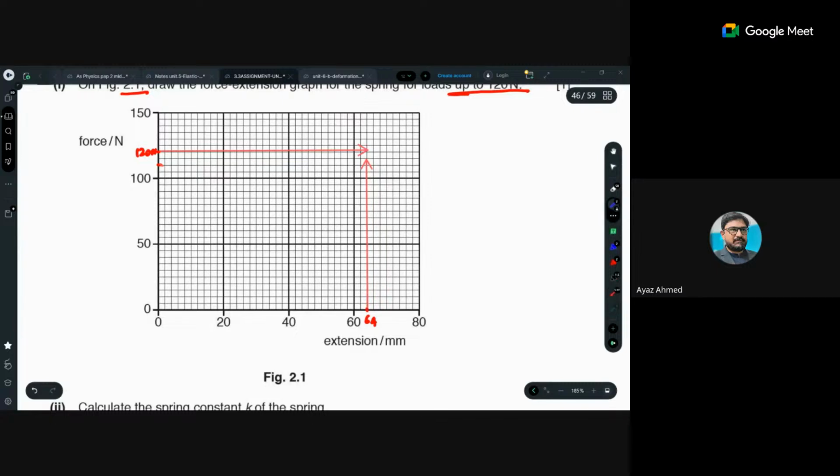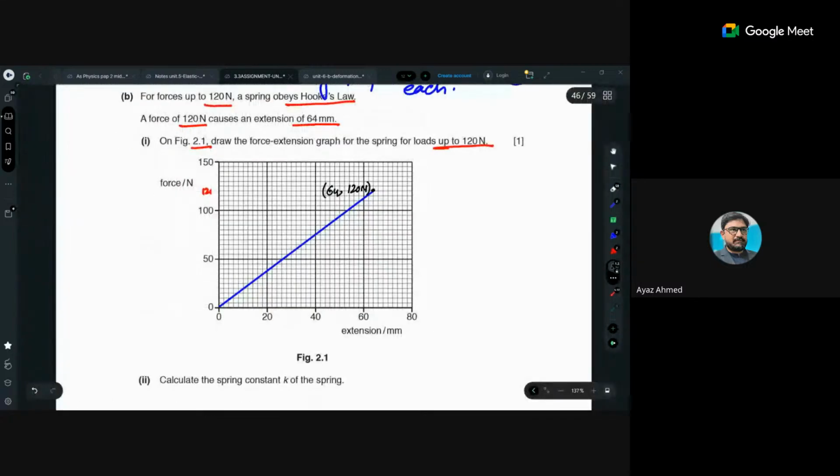So I will draw the graph from the origin. This is very important for that graph. And then you can erase these two lines, which are basically the reference lines for you. Now this is your graph. Got it? Is it clear? He said that you have to draw till 120 newton. So the 120 newton is over here at this point, and at this point the other value is 64. So 64 and 120 newton is this point. Is this clear to all of you?